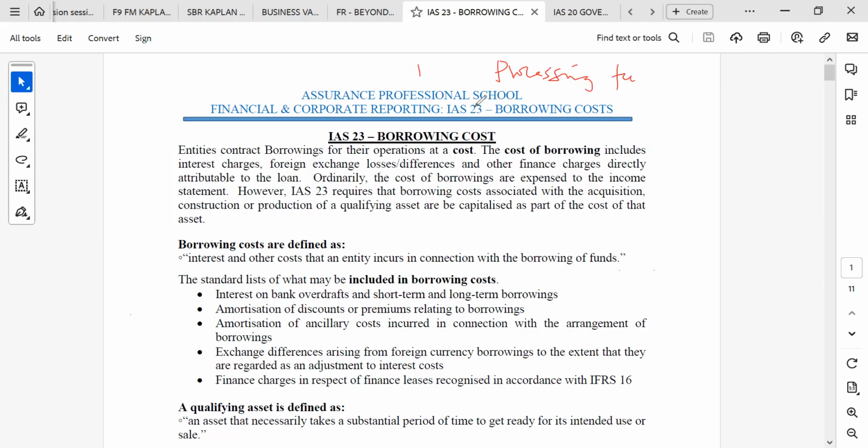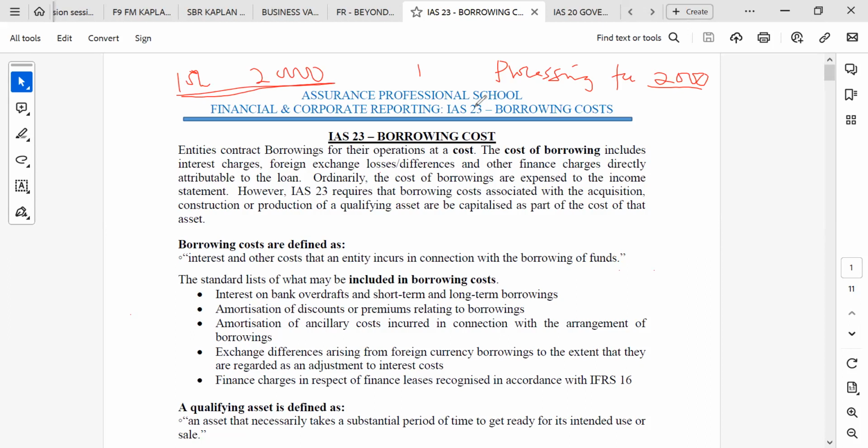So the loan itself is 20,000. The interest is 10%. So it means that you'll be paying 10% interest separately on this one, but you're also paying a transaction cost of 2,000 before getting the loan. This is an additional cost to you. Why are you incurring this cost? It's as a result of you borrowing the funds. So it's a borrowing cost.